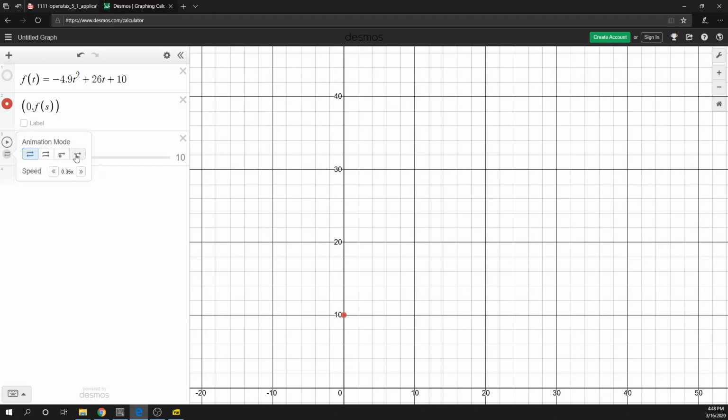You can see the rocket goes up and falls back down to earth. And as soon as it hits the ground, the simulation really is over with. All right, and their question to us is, how high does the rocket go?